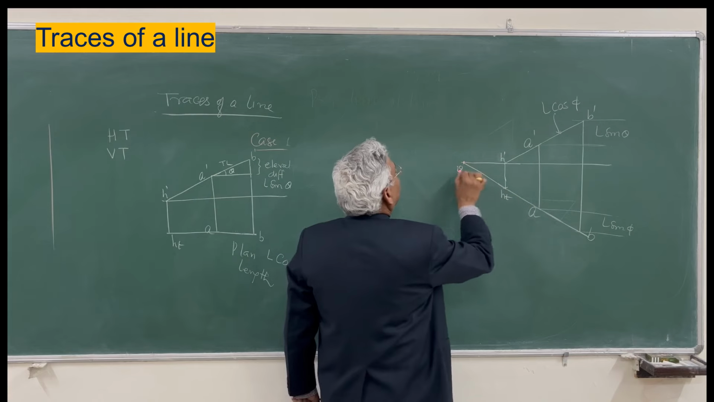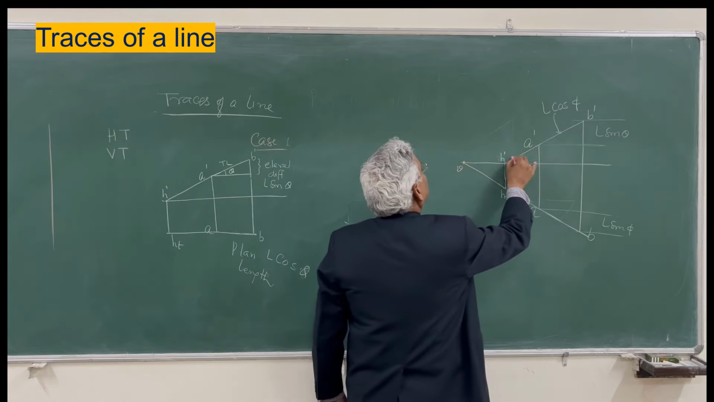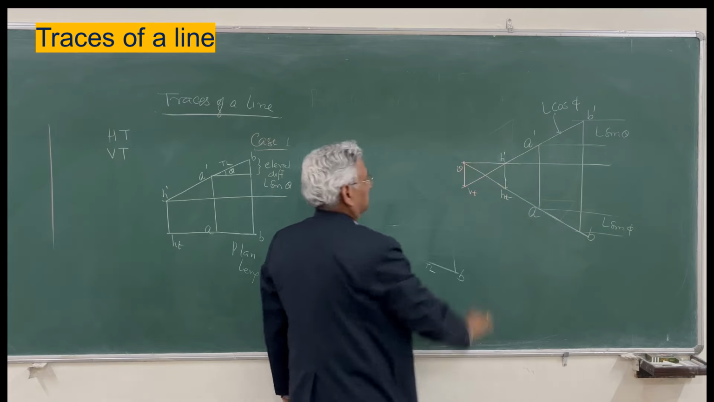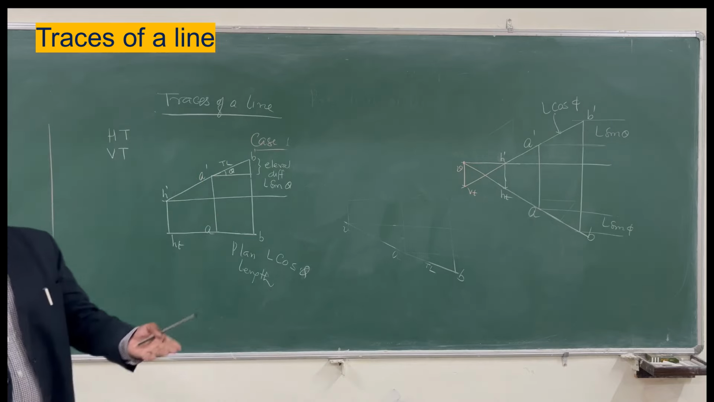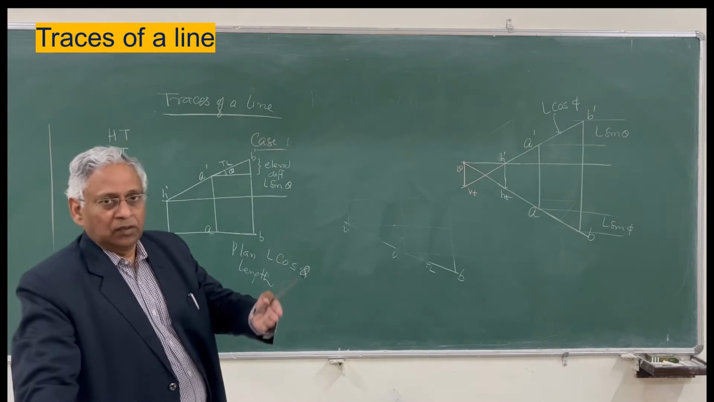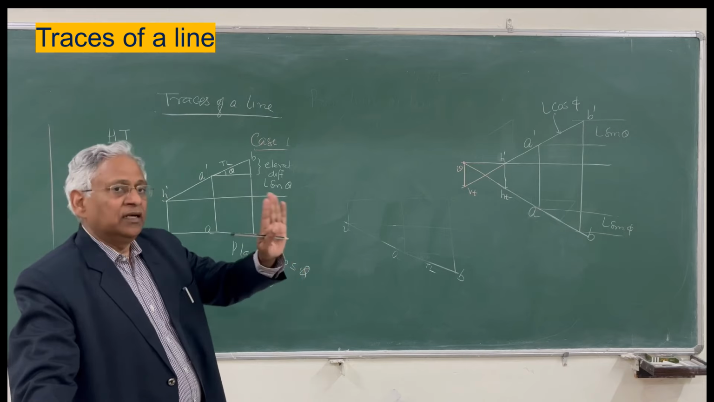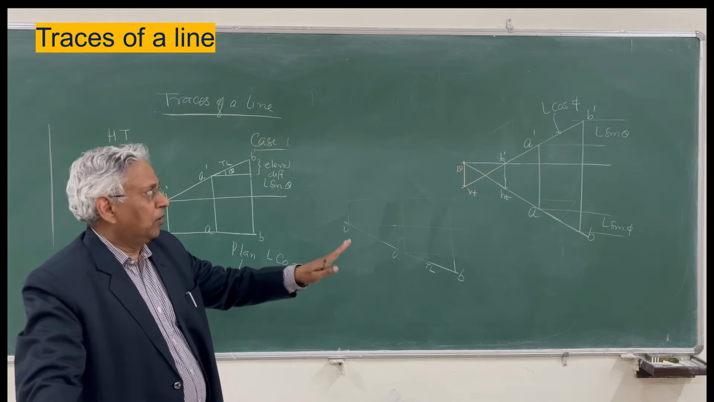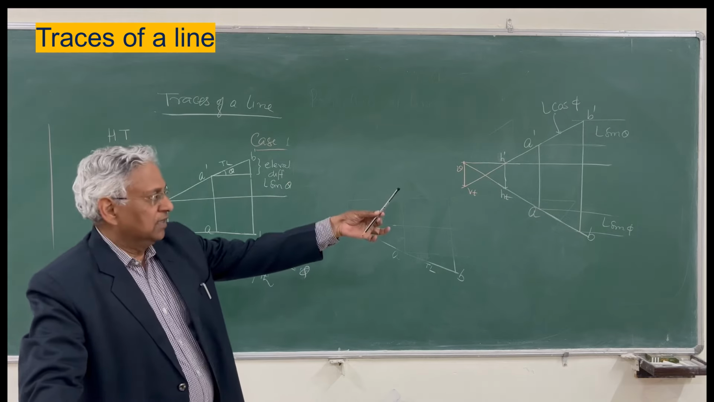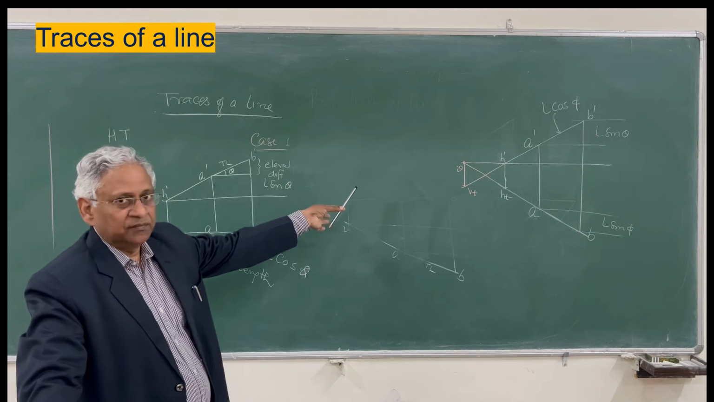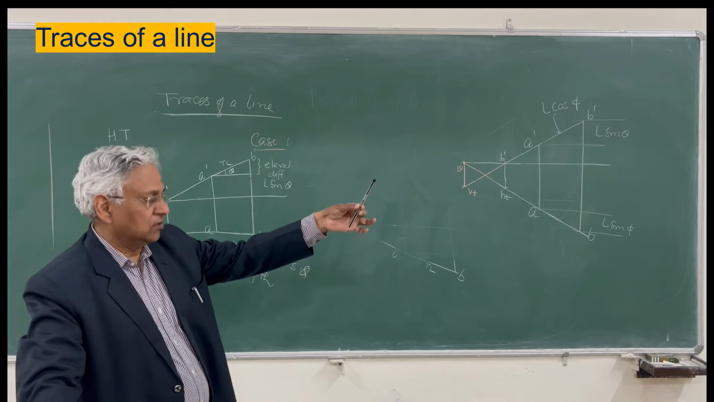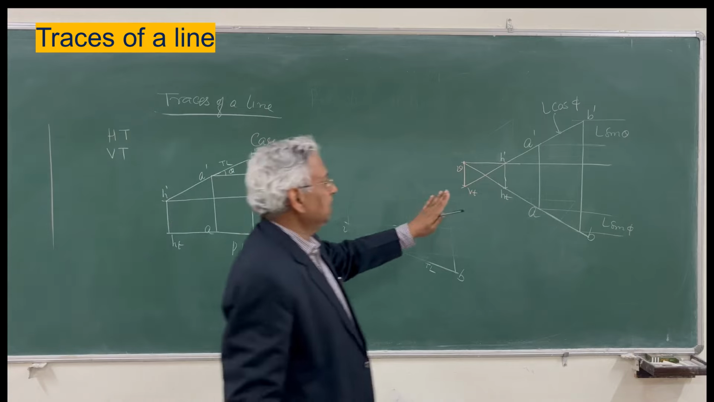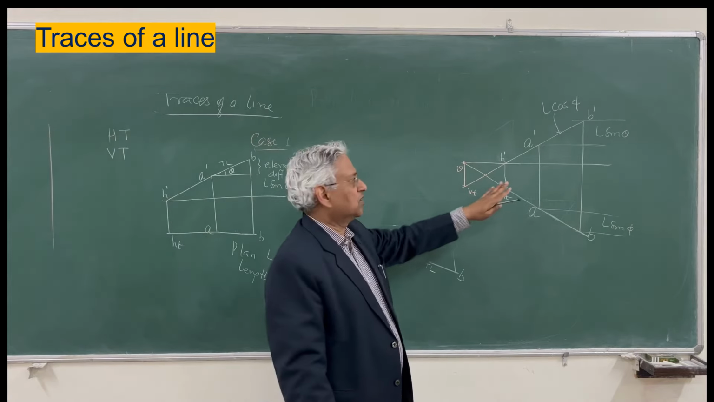here, and then extend the elevation, you get the vertical trace. Vertical trace can be below the ground line or above the ground line. Horizontal trace can be below the ground line, or on it, or above the ground line, depending upon the inclination of the line with the horizontal and vertical plane, depending upon whether this line intersects the vertical plane first and then the horizontal plane, or it intersects the horizontal plane first and then the vertical plane. So that is how we determine traces of a line if projections are known.